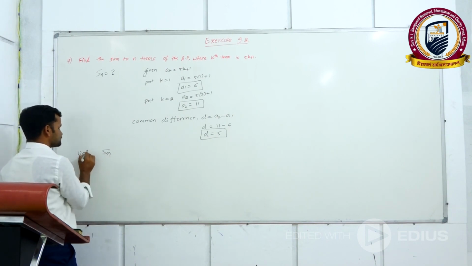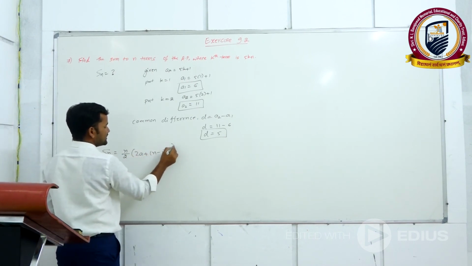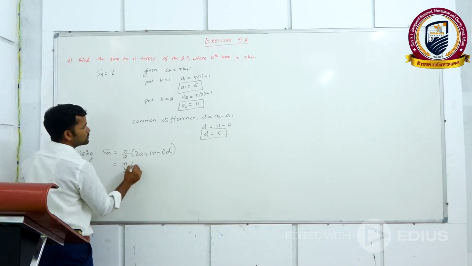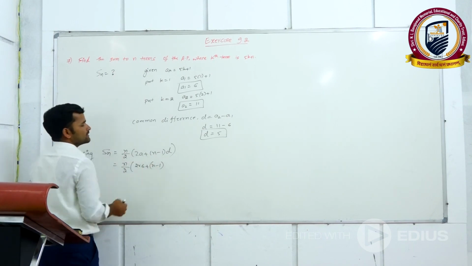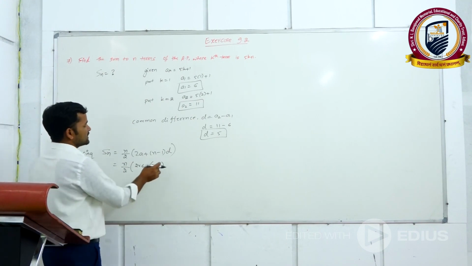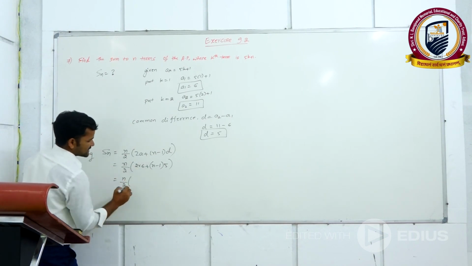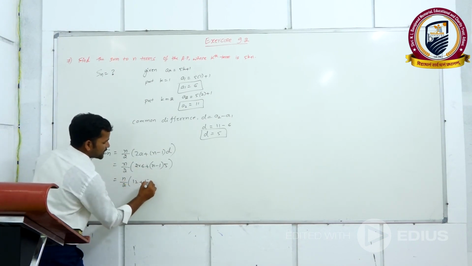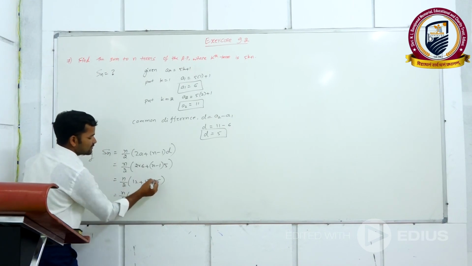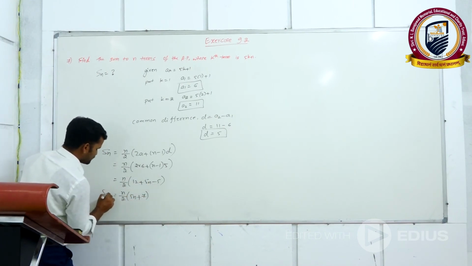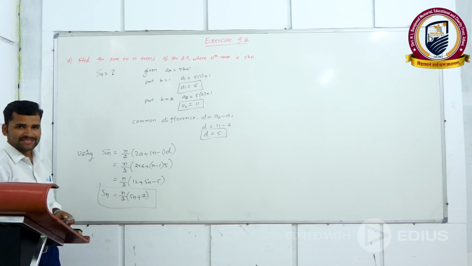Sn is equal to n by 2 into 2a plus n minus 1 into d. N by 2 will be as it is, 2a, 2 into 6, plus n minus 1. We need to find the sum of n terms, so n will be as it is. d is 5. Okay. n by 2 keep it as it is. 2 into 6 is 12 plus 5n minus 5. n by 2 will be as it is, 5n you keep as it is, 12 minus 5 is nothing but plus 7. Therefore, the sum of first n terms is n by 2 into 5n plus 7, is the answer.